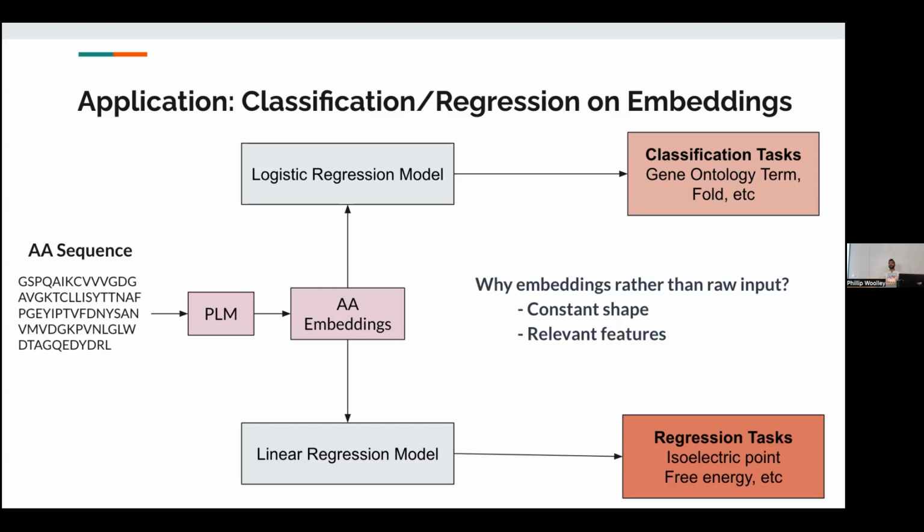The other thing is the constant shape, which I talked about. If you have a constant shape and good features, you can use simple models like logistic regression and linear regression to predict things that are not very simple, things that are complex. And again, these embeddings contain relevant features about the molecules or the protein sequences.